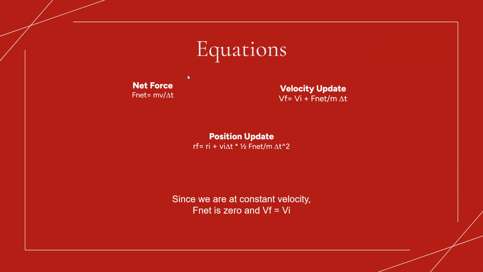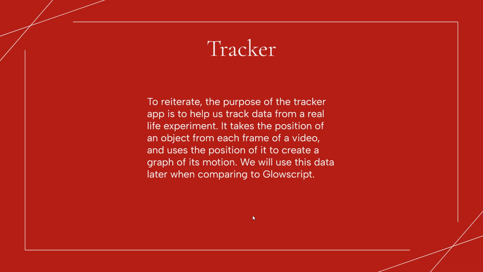So here are the equations. Net force F net is equal to mass times change in velocity divided by delta t, or change in time. Velocity update: final velocity equals initial velocity plus F net over m times delta t. Position update: final position is equal to initial position plus initial velocity times change in time, plus 1/2 times F net over m times time squared. Since we are at constant velocity, F net is 0, and the initial velocity will equal the final velocity. Self-explanatory.